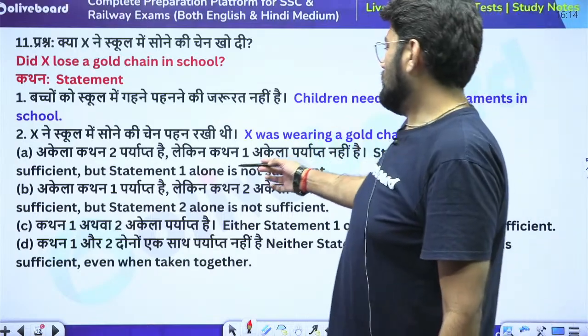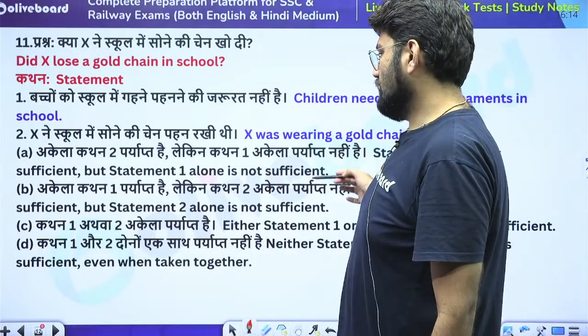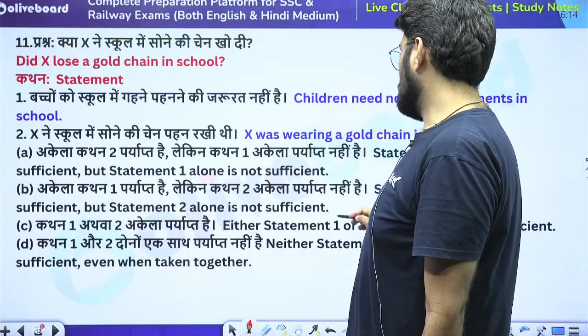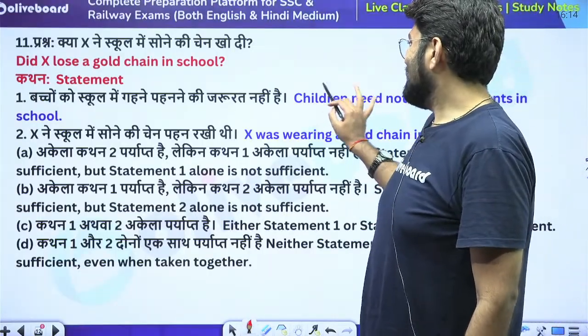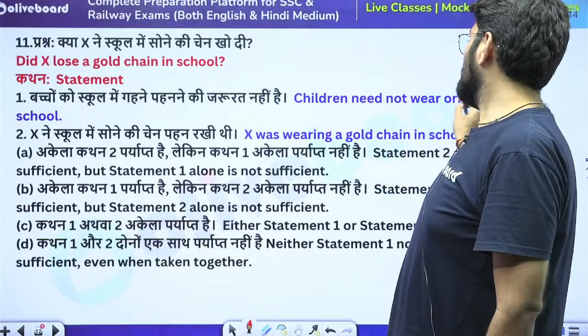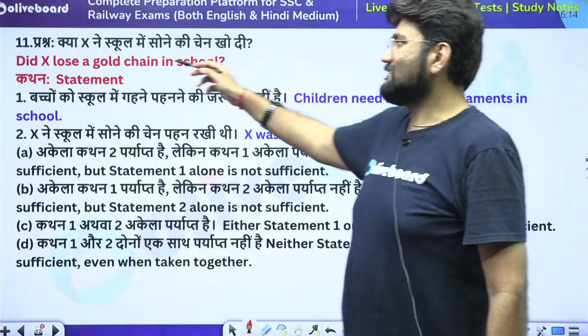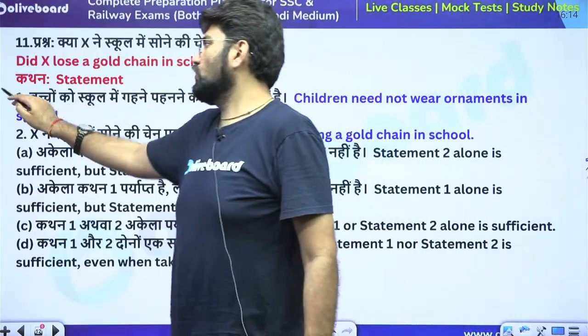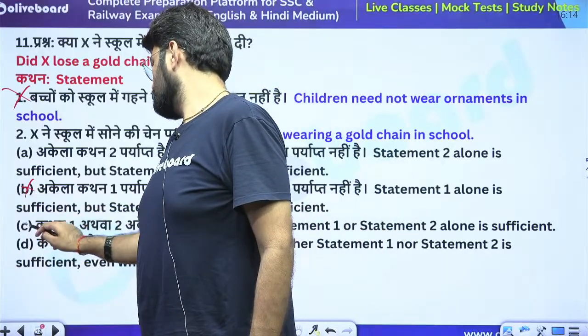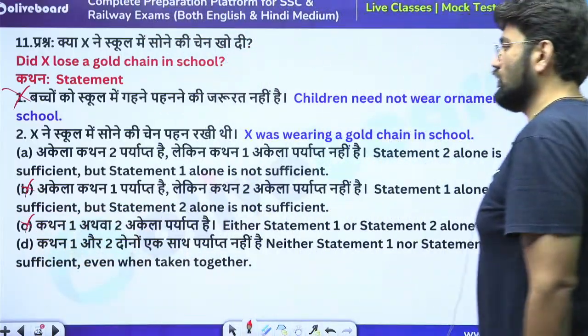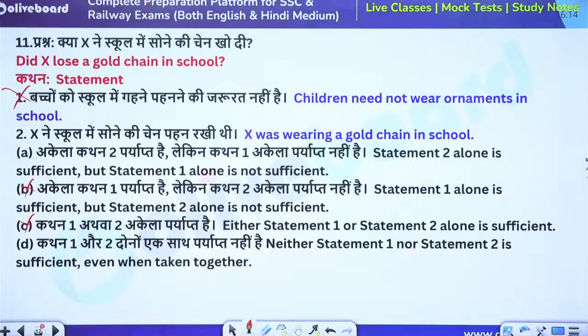The options are: 1 alone, 2 alone is sufficient, 1 alone is sufficient, either of them, or neither of them. Now the question is, is 1 alone sufficient? Children need not wear ornaments in school. Is this answering your question, did X lose a gold chain in school? No. So that means 1 alone and either or, both are wrong. Now 2 alone, check.